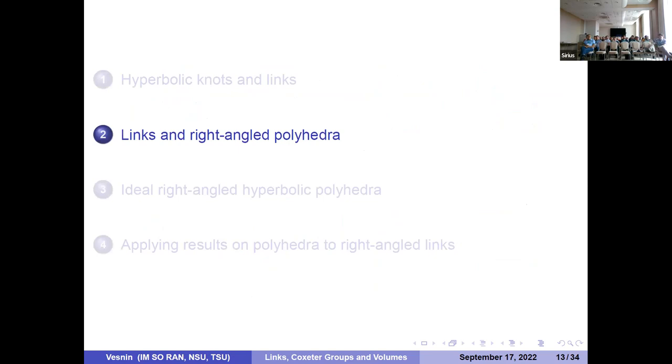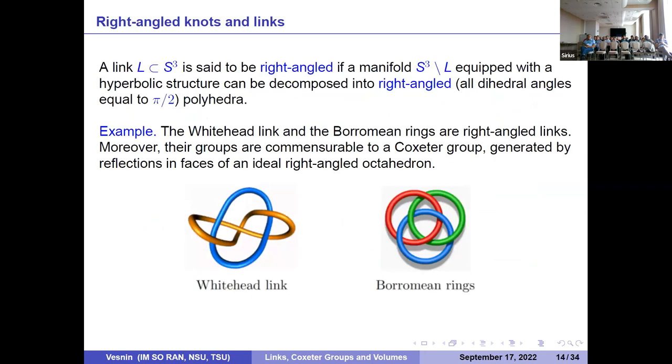And now I want to consider another family related to right-angled polyhedra. There is the following definition, which was given by Champanerkar, Kofman, and Purcell. Suppose you have a link in the three-dimensional sphere. We consider its complement and try to decompose it into polyhedra. Then they introduce the notion of a right-angled link, if you can decompose this complement into right-angled polyhedra, so that all the dihedral angles are pi over two. Not necessarily one kind of polyhedra, there can be different types, but each of them is right-angled. And you know such examples.